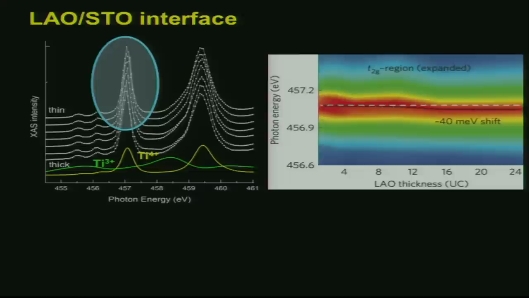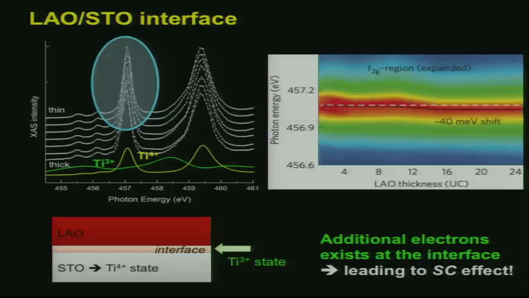As you see in the simulation, the peak center is titanium 4 plus. If you move to the left side, low binding energy, it shows titanium 3 plus. Titanium 3 plus means titanium has one electron, there's no more titanium 4 plus. So at the interfacial region, they show the titanium 3 plus state. It has an additional electron. That's why this material shows the conducting behavior.